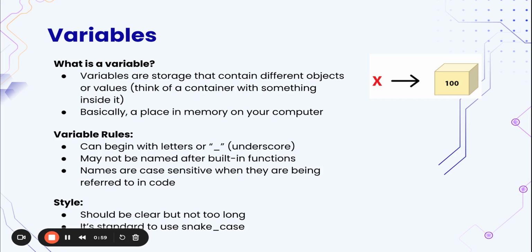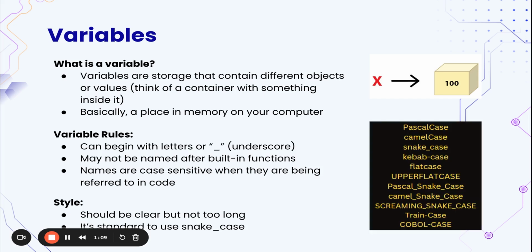So here are some styling guidelines. Variables should be clear but not too long, and it's standard to use snake case, although you don't have to use it. So here are some examples of different variable styles for naming.